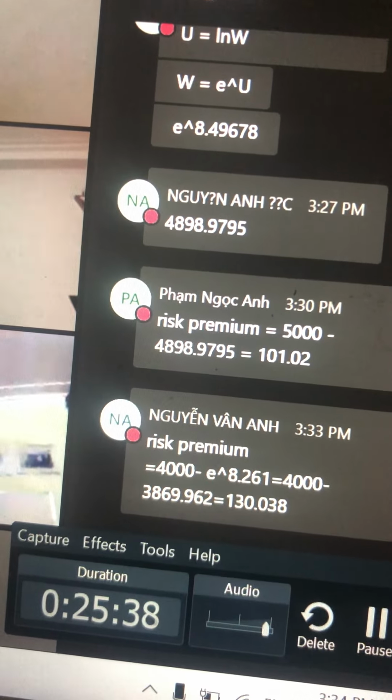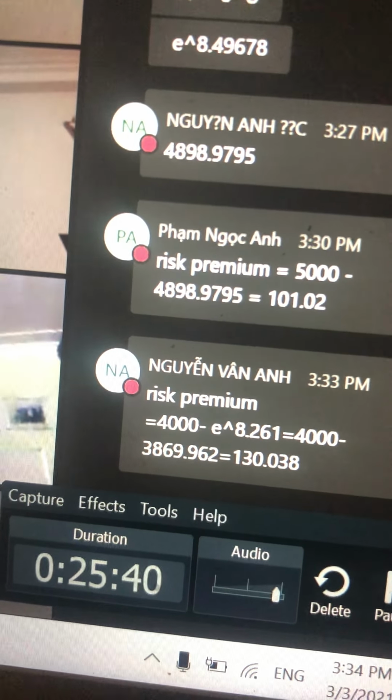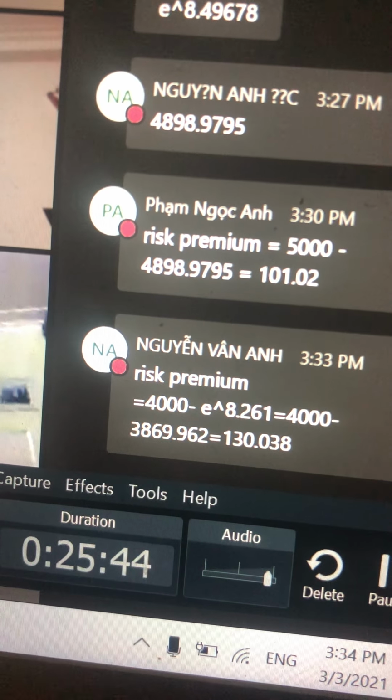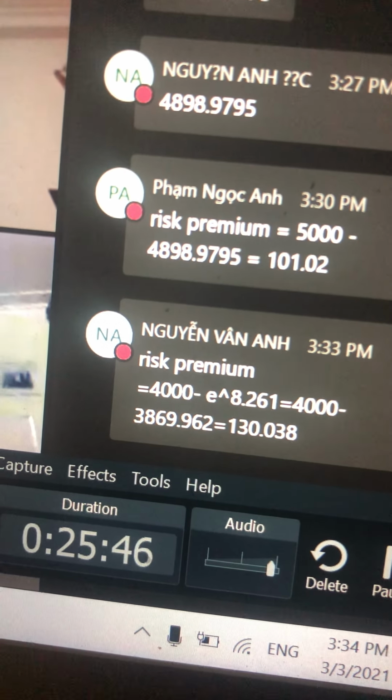The certainty equivalent value is equal to 3,869.962. So the risk premium is 130.038. Let me double check.